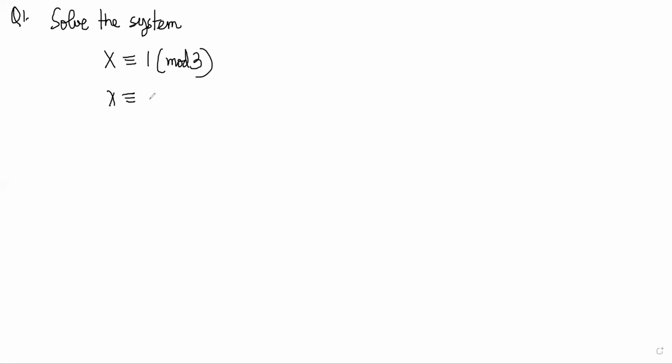So let's look at a couple of questions here, just to reinforce what we have learned. Question 1 is this: you have to solve the system x is congruent to 1 mod 3, x is congruent to 2 mod 4, and x is congruent to 4 mod 5. This is question 1, and you have to find x. And question 2 is this one.